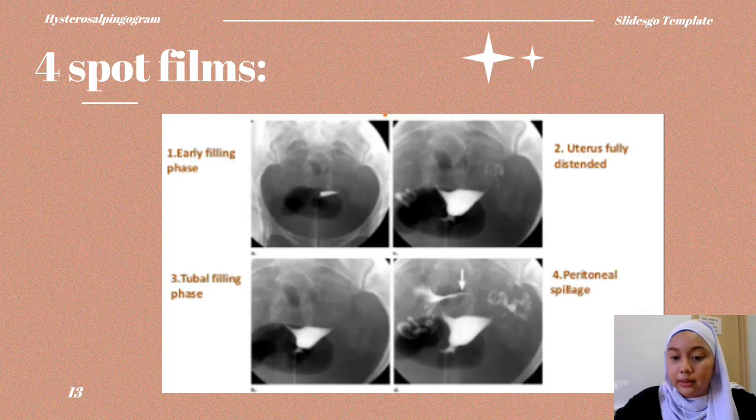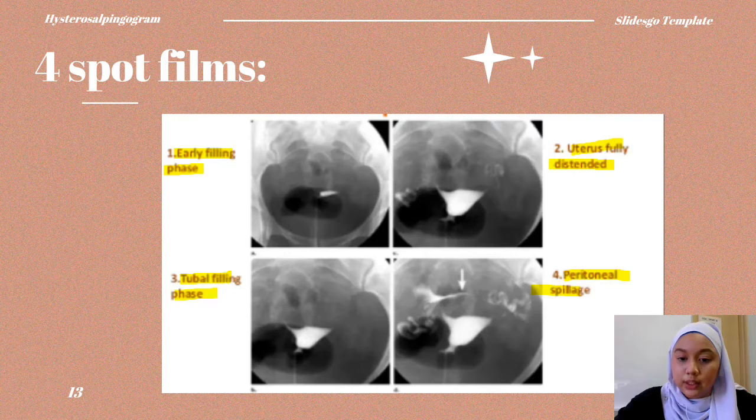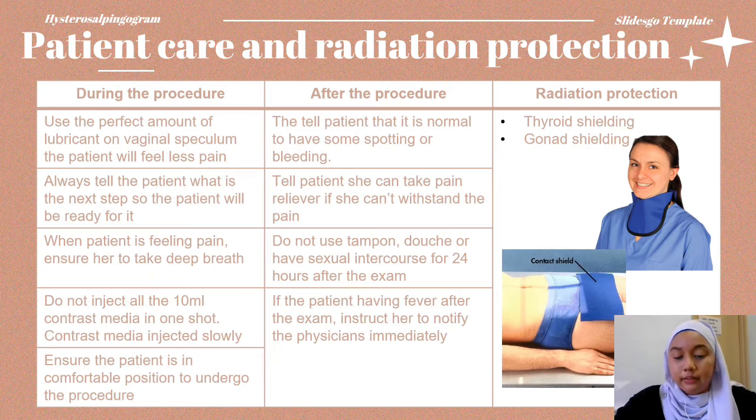First, we will take the film, the radiograph, when there is an early filling phase of the contrast media, and then when the uterus is fully distended, which is when the contrast media is fully in the uterus, and then the tubal filling phase, and also the peritoneal spillage, which is when the contrast media spills from the fallopian tube. So, after the procedure, let's look into the patient care and the radiation protection we use on the patient.